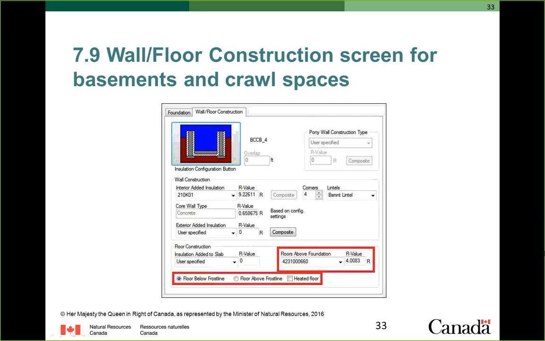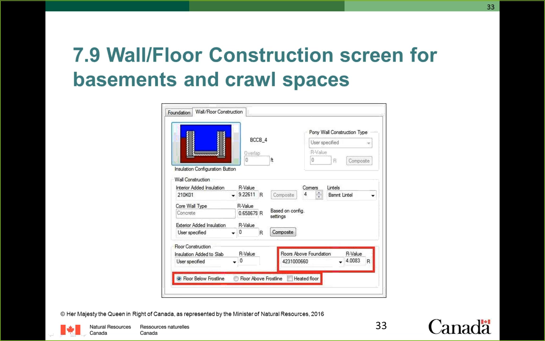The wall floor construction screens for each foundation type include new fields. Additions to each are the floor below frost line and floor above frost line radio buttons, as well as the heated floor checkbox. Typically, the defaults for the floor's relation to the frost line will be correct, but may be changed when necessary. The heated floor checkbox should not be confused with the calculated heated floor areas. This box is to be checkmarked when the foundation floor is heated with embedded heat ducts, cables, or pipes.